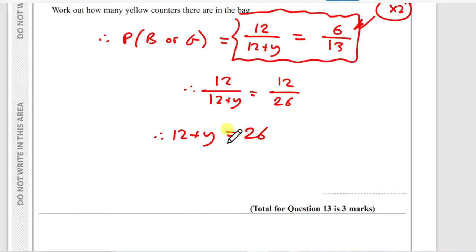And then again, a little algebra. 12 plus something is 26. We can just do 26 take away 12. That should give us a nice value of y equals 14. So there were 14 yellow counters in the bag.